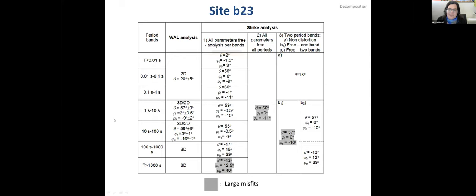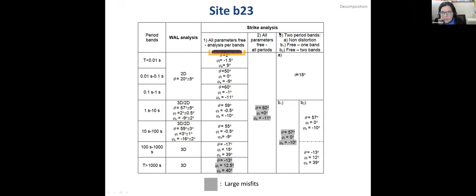As an example, I take again the same site from the Vetix, which from the WALDIM analysis gave us 2D, 3D over 2D, and 3D. And I did different analyses of the strike. The first one was leaving all the parameters free and grouping in different bands of periods. And I obtained different strikes and different distortion parameters. The ones with gray background mean that the misfits are very large.